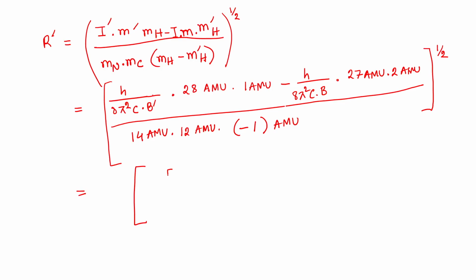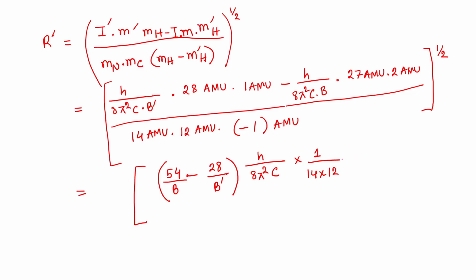So first it would be 54, 27 into 2. I have cut the 2 AMUs, right? 54. Let me take 54 divided by B minus 28 divided by B dash, and we can take h over 8 pi square c as common, and also we are dividing it by 14 into 12, and 1 AMU still left. Okay.